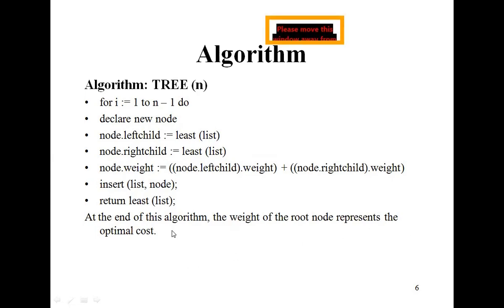At the end of this algorithm, the weight of the root node represents the optimal cost. Each and every time we want to find the minimum cost tree, the optimal cost tree. Out of the many ways, you want to find the one way which is the minimum cost. Since we can combine files in several ways, you will get several trees. Out of several trees, you select the one tree which costs least, which is minimum cost.